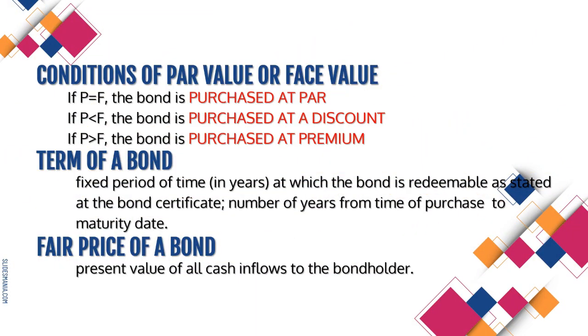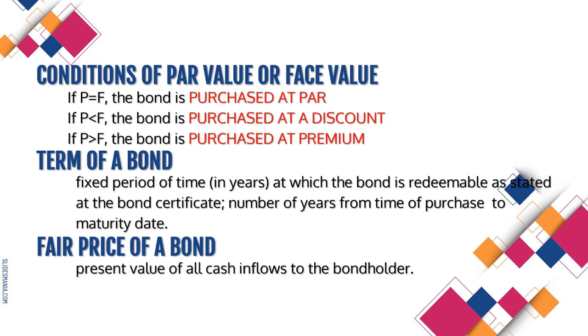There are conditions of par value or face value. First, if P is equal to F, the bond is purchased at par. Second, if P is less than F, the bond is purchased at a discount. Third, if P is greater than F, the bond is purchased at a premium.